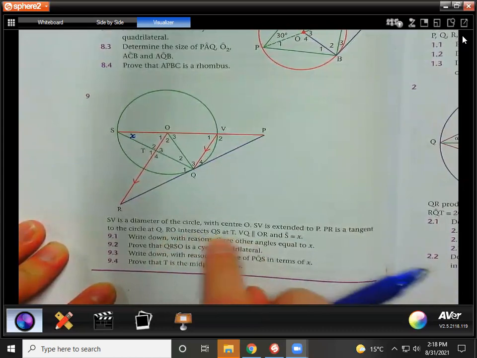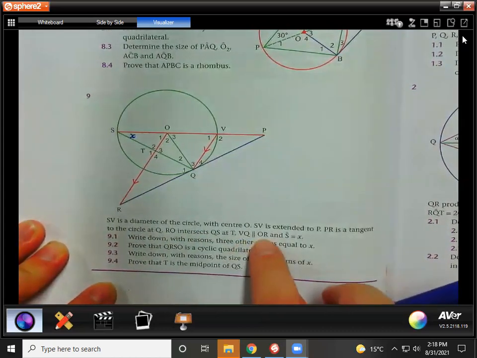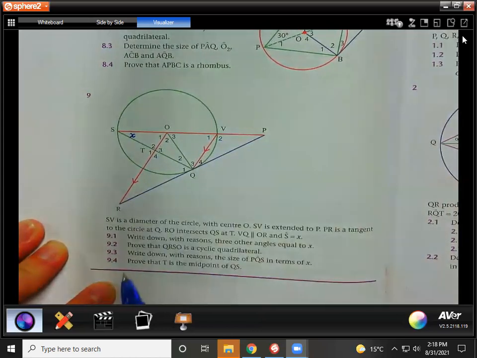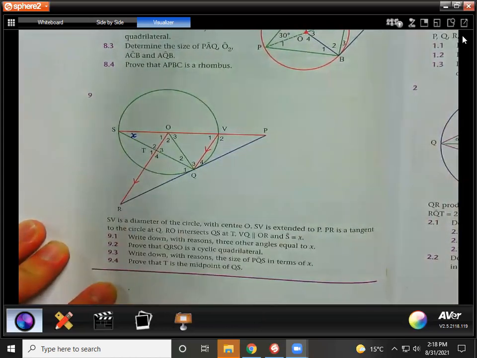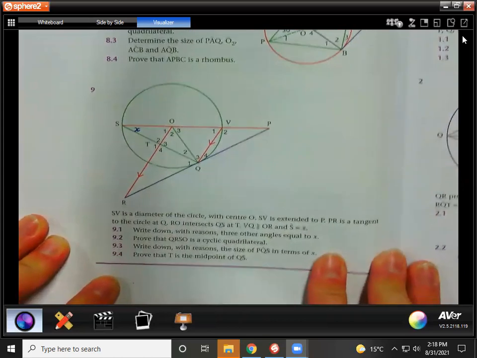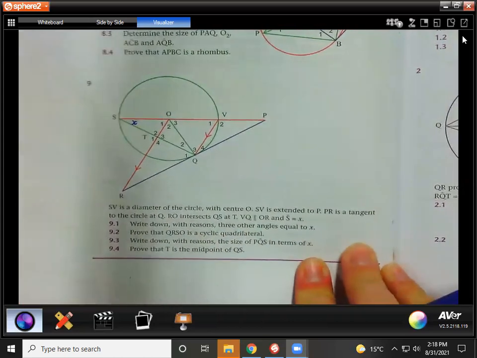RO intersects QS at T. Okay, that's fine. VQ is parallel to OR. They did draw that in on the picture, and angle S is x. Now for 9.1, they're saying write down with reasons 3 other angles equal to x.